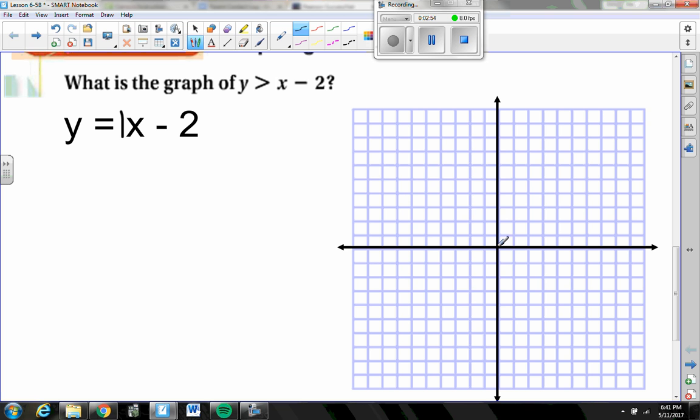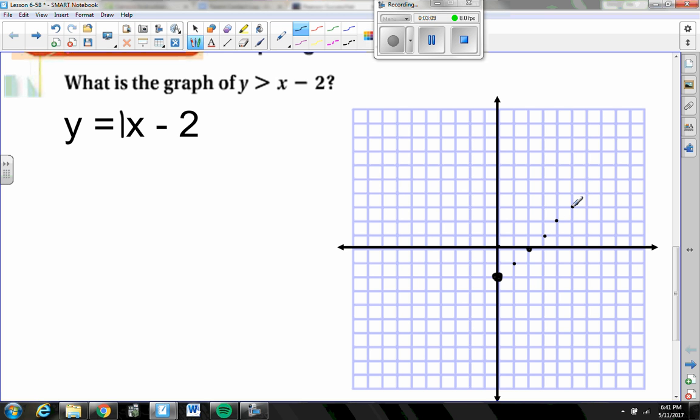So I start from my 0, 0 point, go to negative 2 on the y-axis and put a point there. Then my slope says to go up 1 and over 1, up 1 and over 1, and so on and so on.